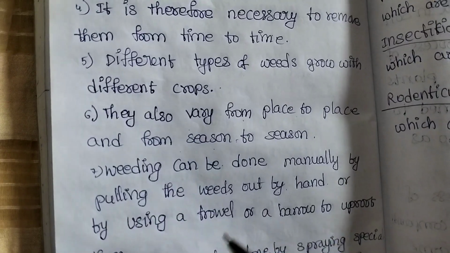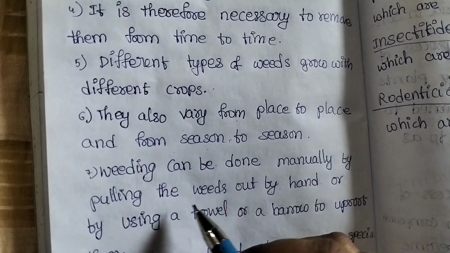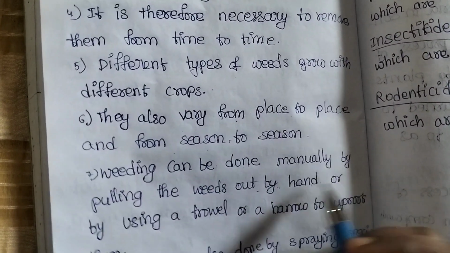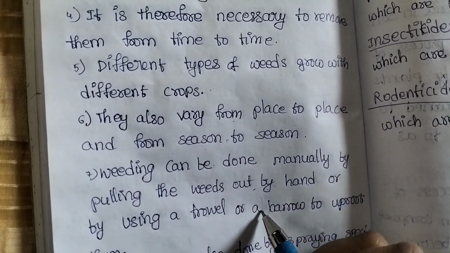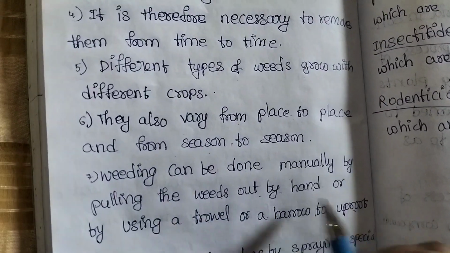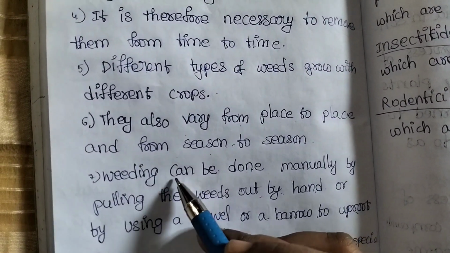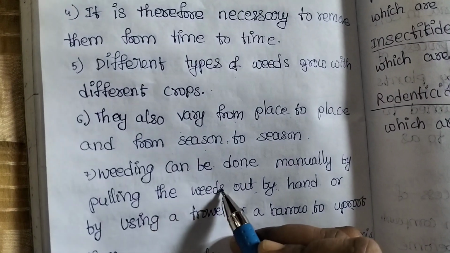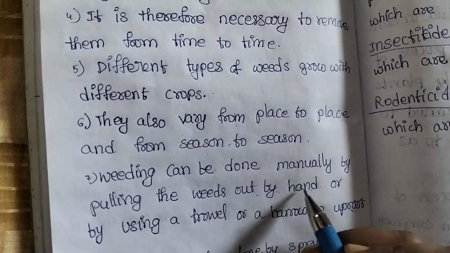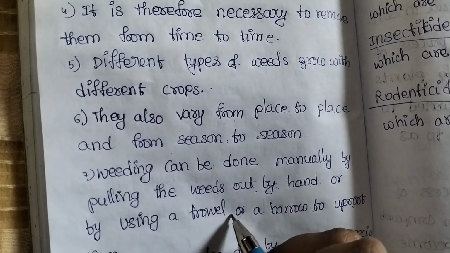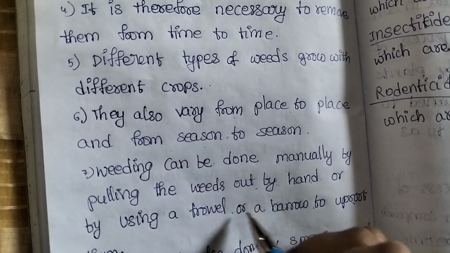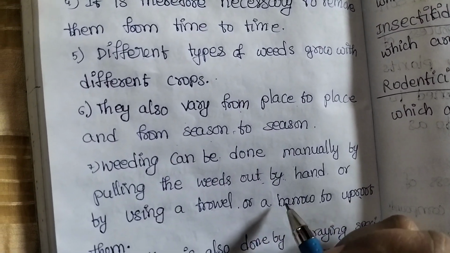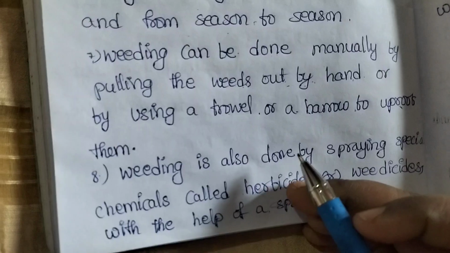Weeding can be done manually by pulling the weeds out by hand, or by using a trowel or a harrow to uproot them. How can weeding be done? Weeding can be done manually by pulling the weeds out by hand, or by using a trowel instrument or a harrow to uproot them, and you can remove the weeds like that.